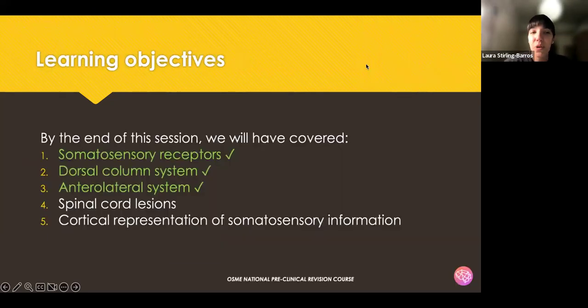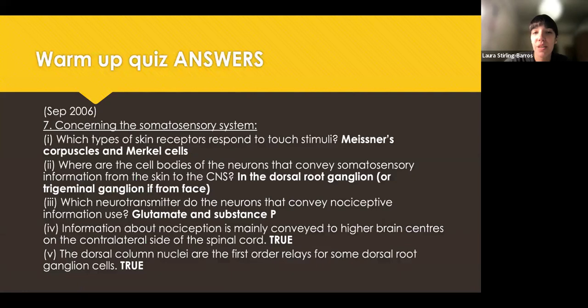Perfect. So now we have covered somatosensory receptors, the dorsal column system, and the anterolateral system, and we're ready to move on to some practice questions with spinal cord lesions. Hopefully the anatomy that we've just covered will help us answer these questions. So now check how you did with your warm-up questions at the start. We can go through them step by step.